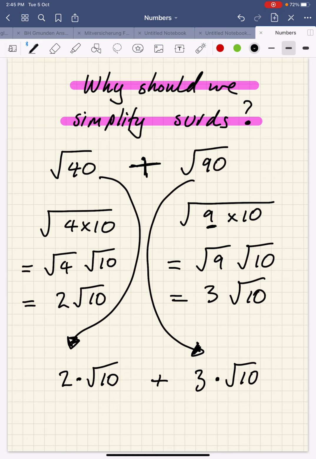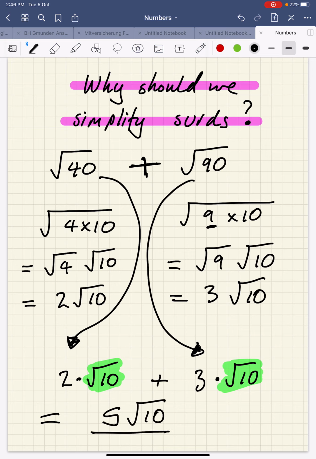And so now you can actually think about your rules of algebra, really, that this is 2 of something, and this is 3 more of the same thing. So this is 2 plus 3, that's actually 5 of that thing. So 2 root 10 plus 3 root 10 is equal to 5 root 10.